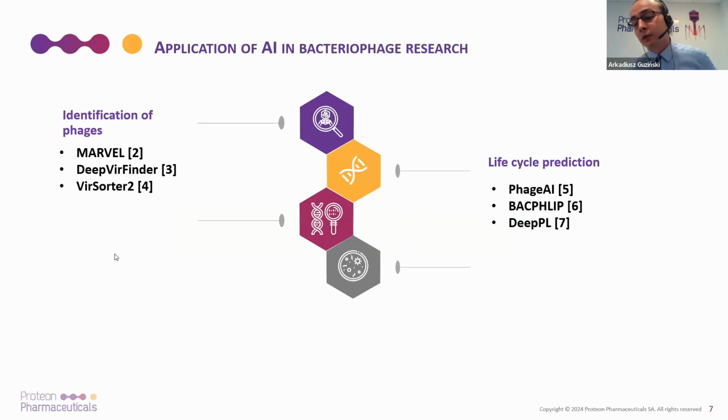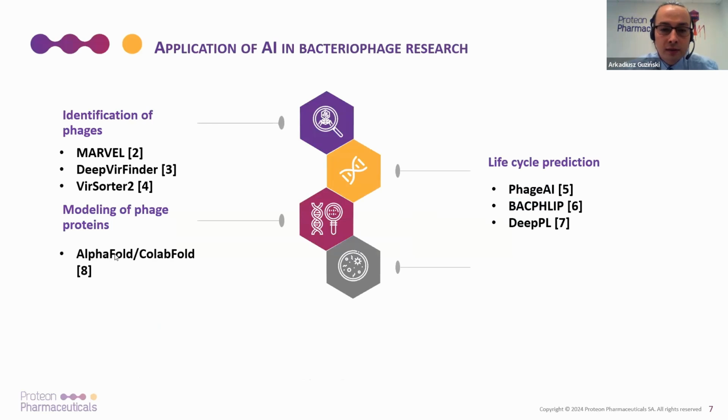Also, once we identify the sequence, we know the life cycle of the phages. It's also important to know how the virion looks. For this, we are using protein structure predictions, and in this area, AlphaFold has had the most impact. AlphaFold allows us to model phage proteins in silico with remarkable accuracy, which is critical for understanding how phages interact with bacterial hosts.